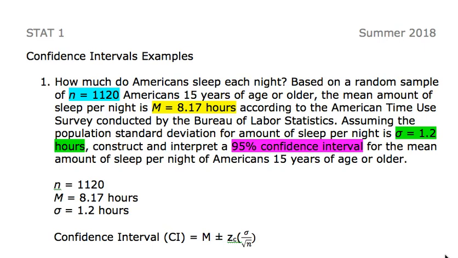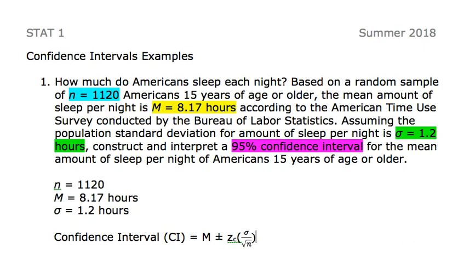All right, so you'll notice I've highlighted some things in this problem. If you're looking at a problem, you can highlight it or circle it, but these are the important things that you need to take out of the problem. So we have a sample size, n equal to 1,120 Americans. We have a sample mean, M equal to 8.17 hours, and we have a sigma, population standard deviation, equal to 1.2 hours. Now we're being asked to construct a 95% confidence interval.